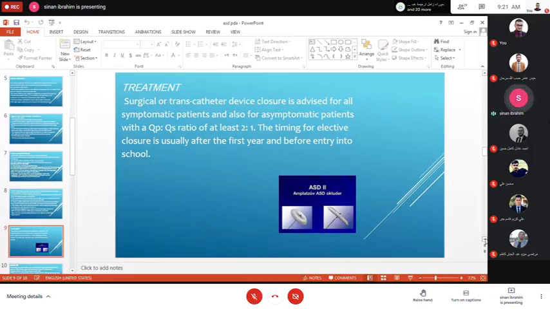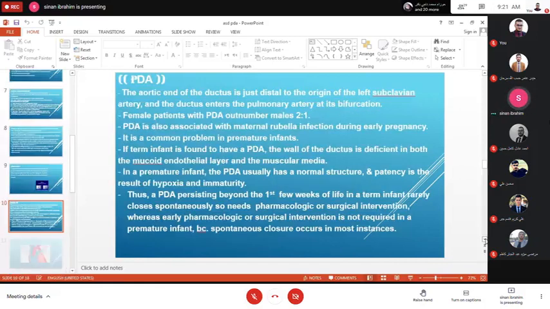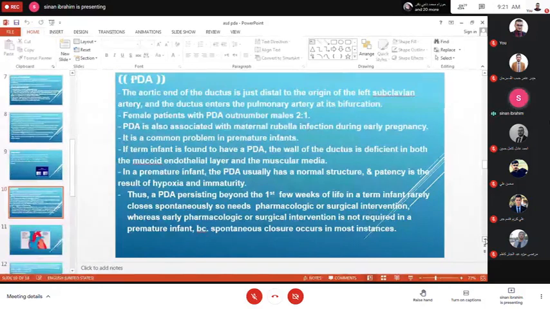This is all about the ASD, and the second part of our lecture today will talk about the patent ductus arteriosus. Usually the aortic end of the ductus is just distal to the origin of the left subclavian artery, and the ductus enters the pulmonary artery, usually at its bifurcation.